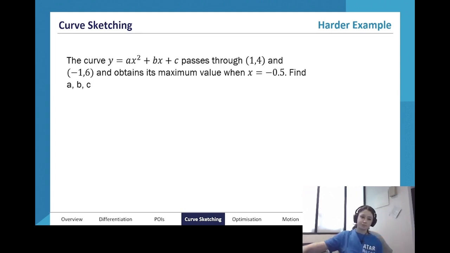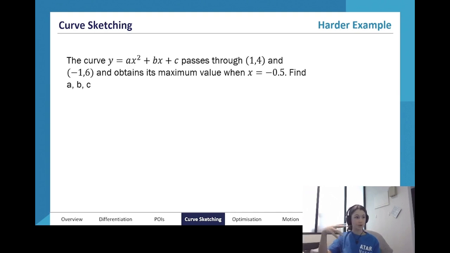So we have a curve y equals ax squared plus bx plus c, passing through the point (1, 4) and (-1, 6), and it obtains its maximum value when x equals negative a half, and we need to find a, b, and c. So, quick tip for you guys. If you want to have a think about this question before we go to the solution, again, pause the recording.